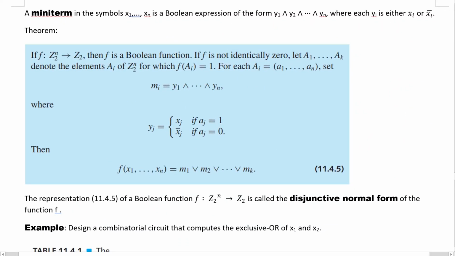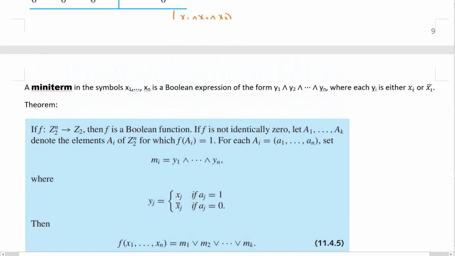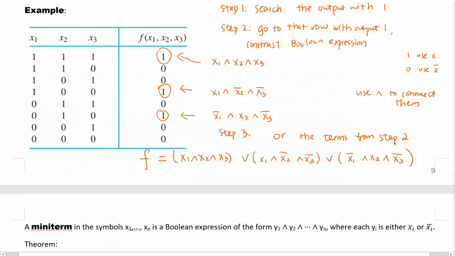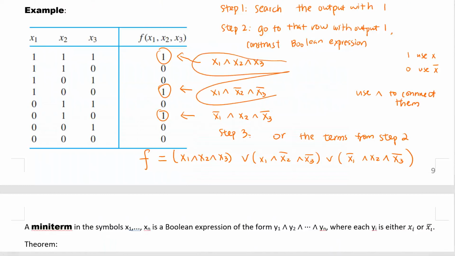A minterm in the symbols x1, ..., xn is a Boolean expression of the form y1 and y2 and ... and yn, where each yi is either xi or not xi. Okay, so those are the minterms. You can see all of these guys, they are minterms.